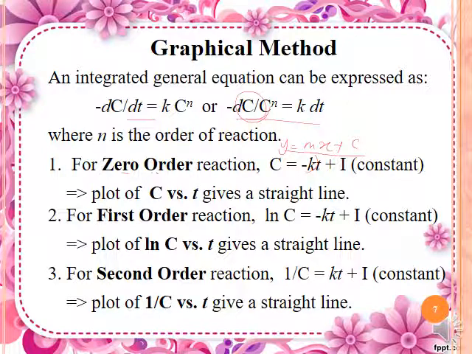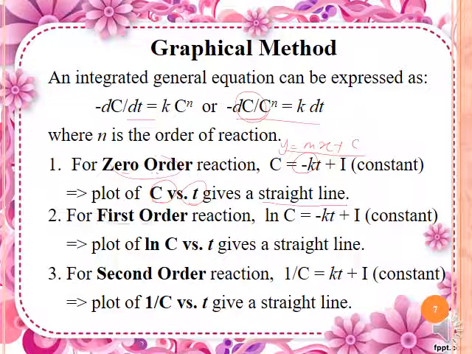k is the slope of the plot. So we plot concentration versus time, and it should give us a straight line. That is for zero order.